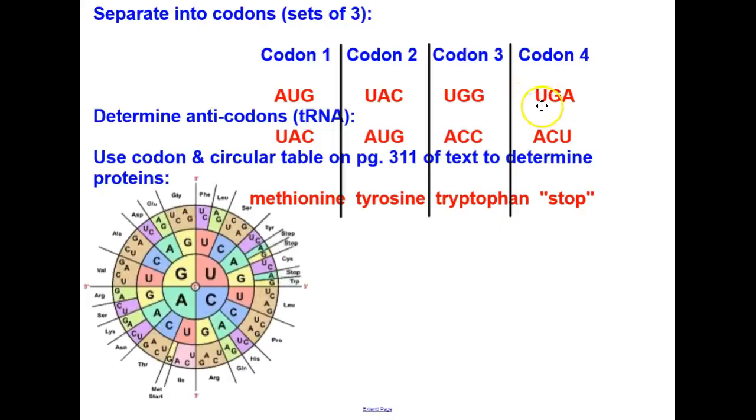Codon 4 is UGA. So U, G, and then A. And notice that this is a stop code for the gene. So every gene has a start code, AUG, and then it's going to have one of these stop codes that are intermixed throughout here, which you can see, I believe, are right here, and then there's two right here next to each other as well. Okay? All right, so that's how it's done.